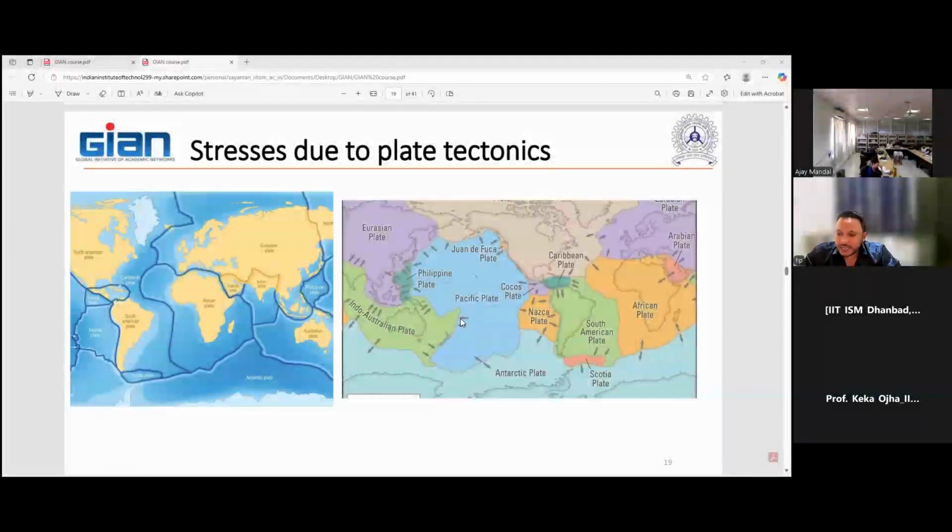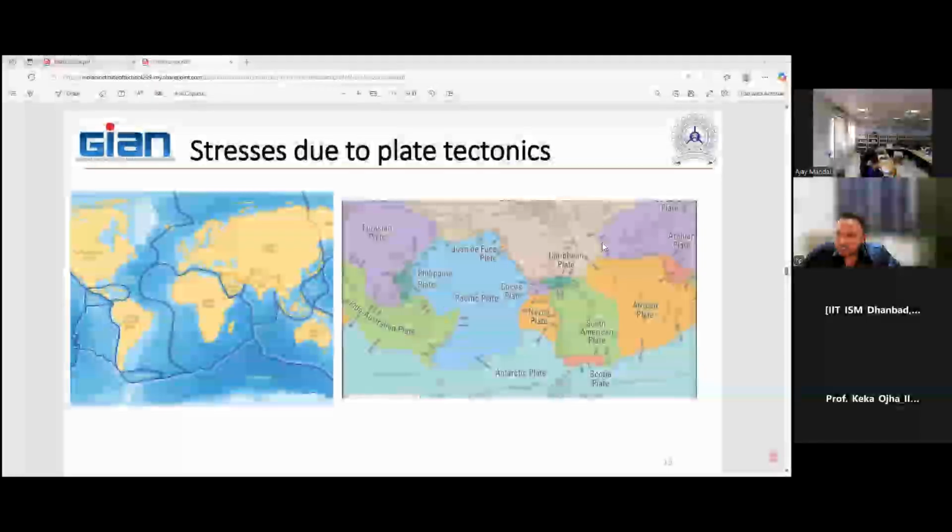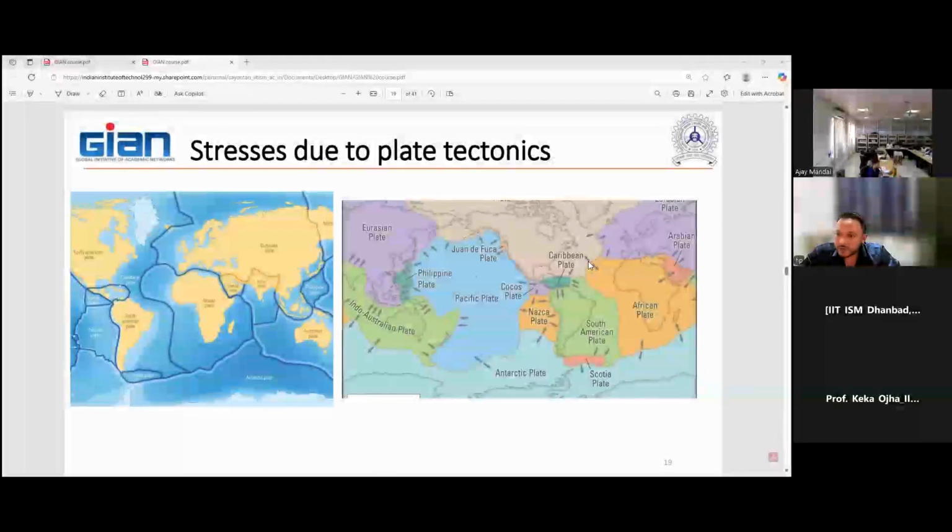And these arrows that you see here are the direction of the plate movement. Okay? So you can see in the mid-Atlantic ridge, the plates are moving apart from each other.